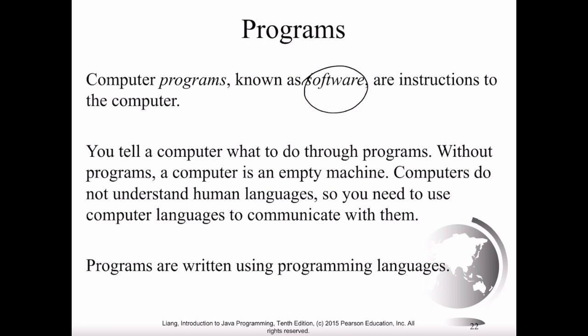It's the opposite of software, which is the instructions given to the computer, the stuff you program inside the computer. So you can tell the computer what to do through programs, and these programs are written using a programming language. For example, we have Python, C++, C Sharp, Java, and the list goes on. There are many programming languages that can interpret your programs to the computer.